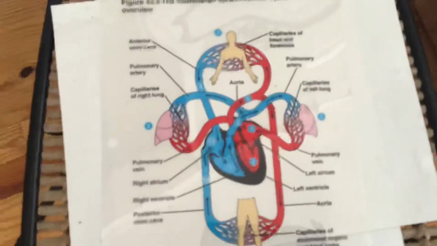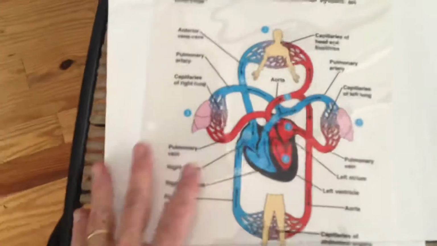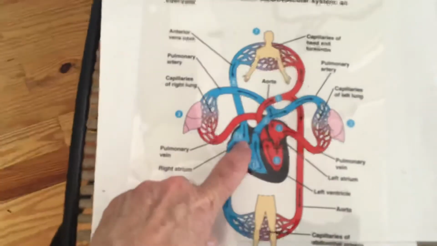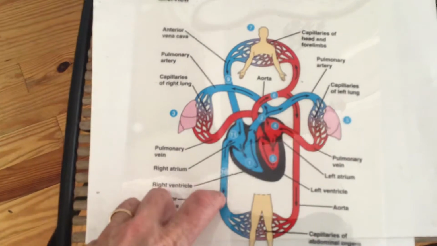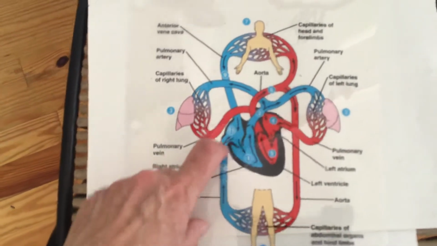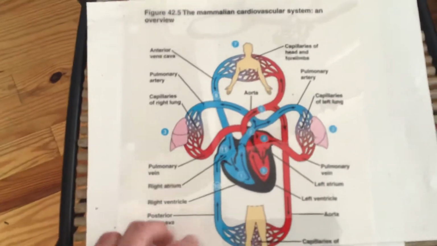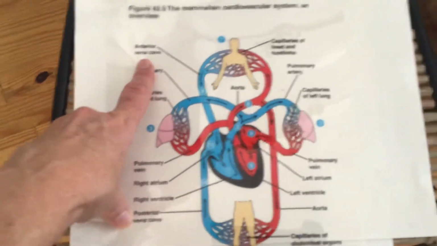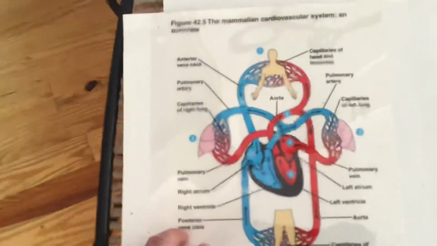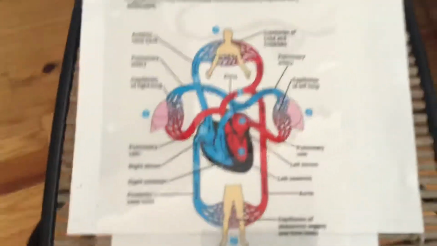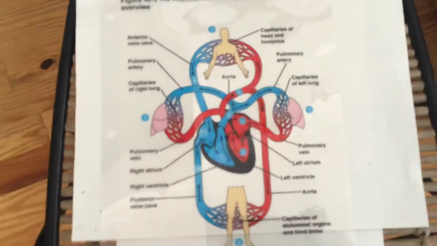So let's just look at another. This is kind of generalized too, but at least it's a little bit more true to what it actually looks like. Notice the atrium here. It's actually receiving blood from the bottom and from the top. And in this case, they're calling it anterior and posterior. Sometimes it's superior and inferior, depending on the source that you use.